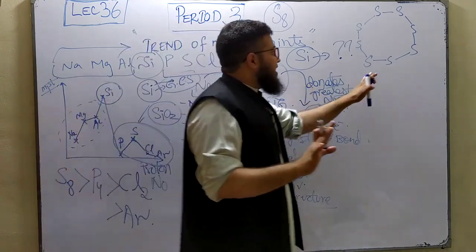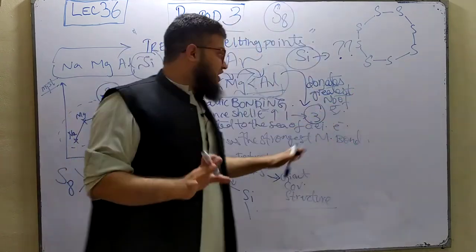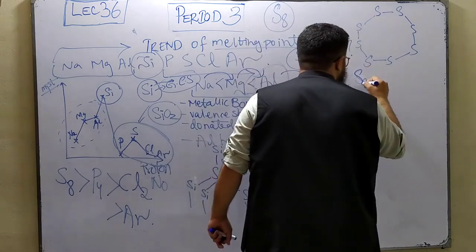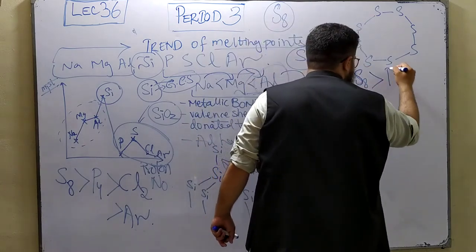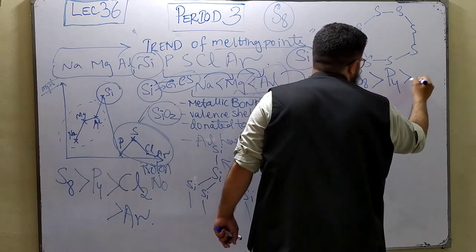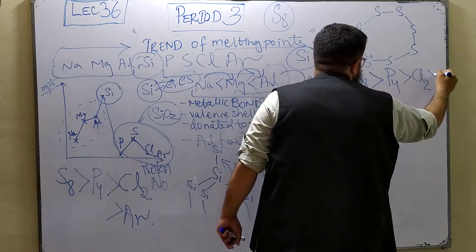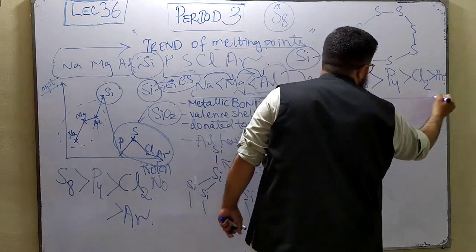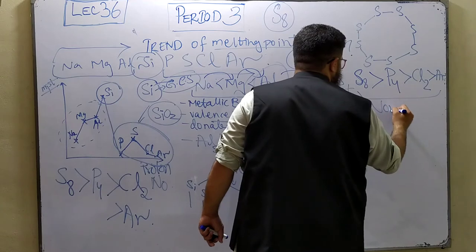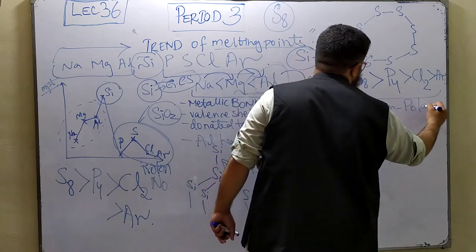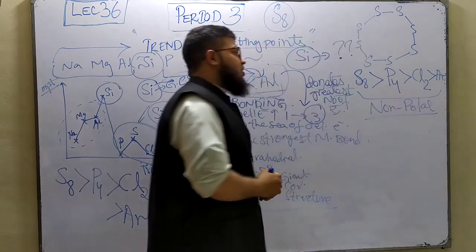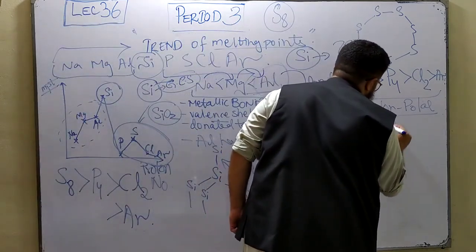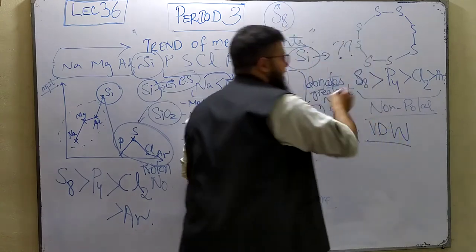guys, big mistake. It's not the covalent bonds in case of sulfur, phosphorus, chlorine and argon. It's not the covalent bonds on which the melting point depends. Any suggestion which forces are responsible for the melting point in these elements? Let me just hint you over here. These are non-polar compounds. And if these are non-polar compounds, that means it's the van der Waals forces which are responsible for the melting points in these elements.